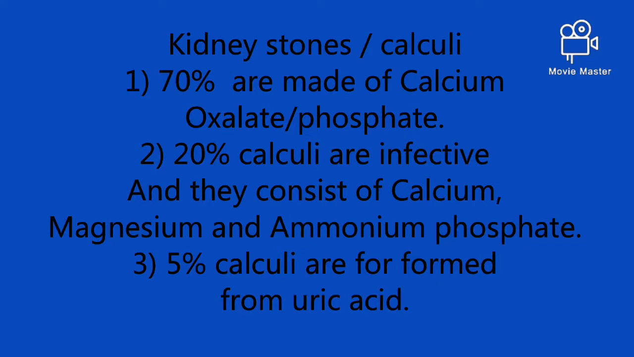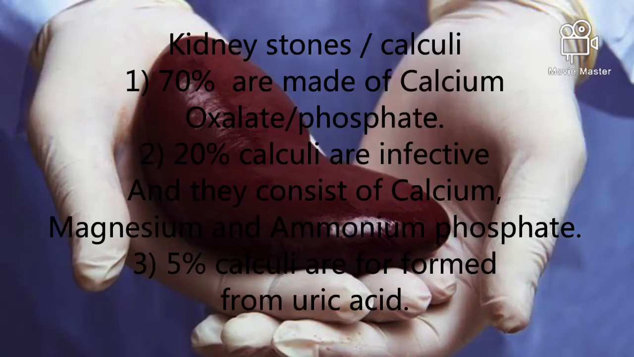The first category is 70% made up of calcium oxalate or calcium phosphate. The second category calculi are 20% of the total calculi, and they are termed as infective calculi. They consist of a combination of calcium, magnesium and ammonium phosphate. The third category is 5% of total calculi, and they are formed from uric acid.